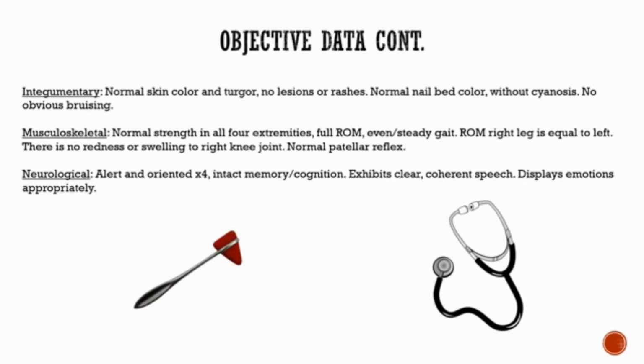She had normal skin color and turgor. There were no lesions or rashes. She has normal nail bed color without cyanosis, and there was no obvious bruising. She has normal strength in all 4 extremities, full range of motion. Range of motion in the right leg was equal to the left, despite the knee injury, and there was no redness or swelling to that right knee joint, and she had a normal patellar reflex on bilateral legs. Neurological, she's alert and oriented ×4, intact memory, cognition. She exhibits clear, coherent speech and displays emotions appropriately.